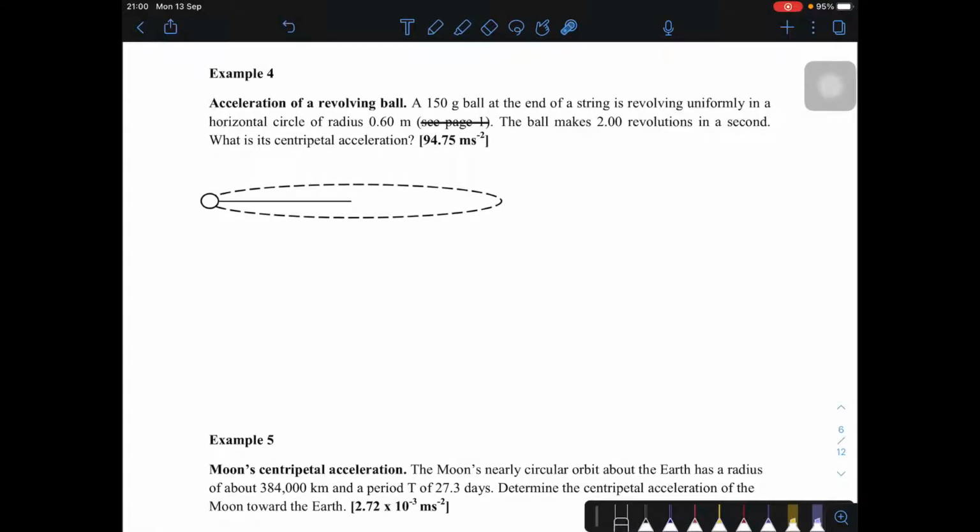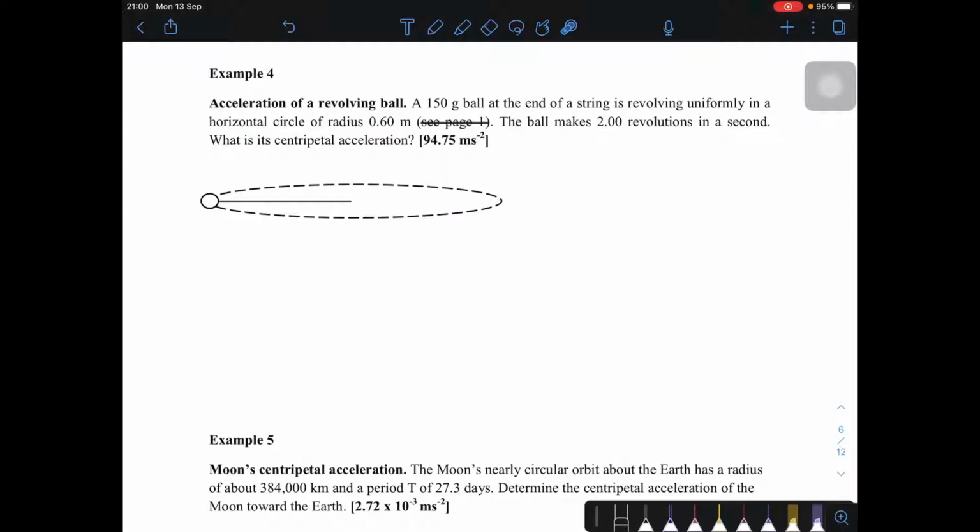Okay, now let's look at example 4. A 150-gram ball at the end of a string is revolving uniformly in a horizontal circle of radius 0.6 meter. The ball makes 2 revolutions in a second. What is its centripetal acceleration?